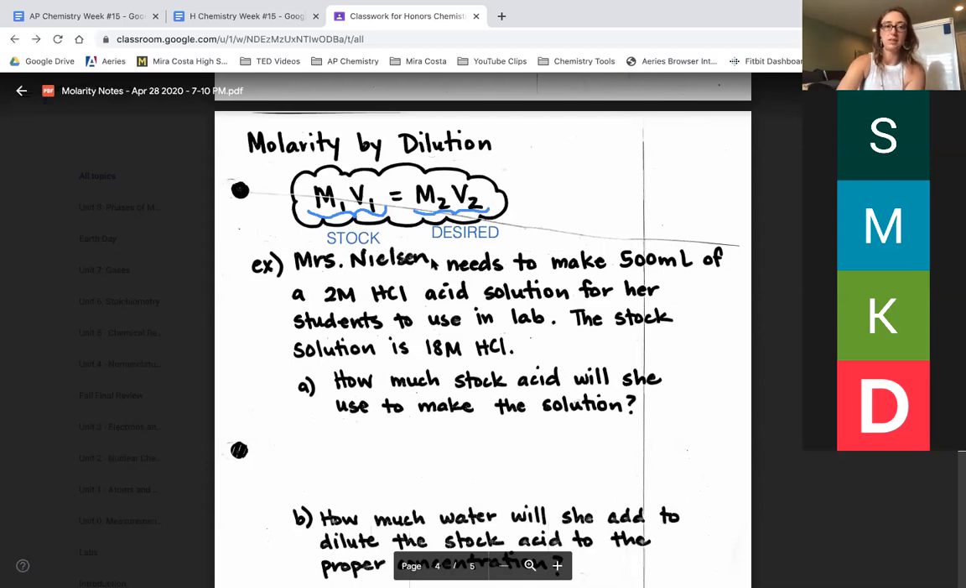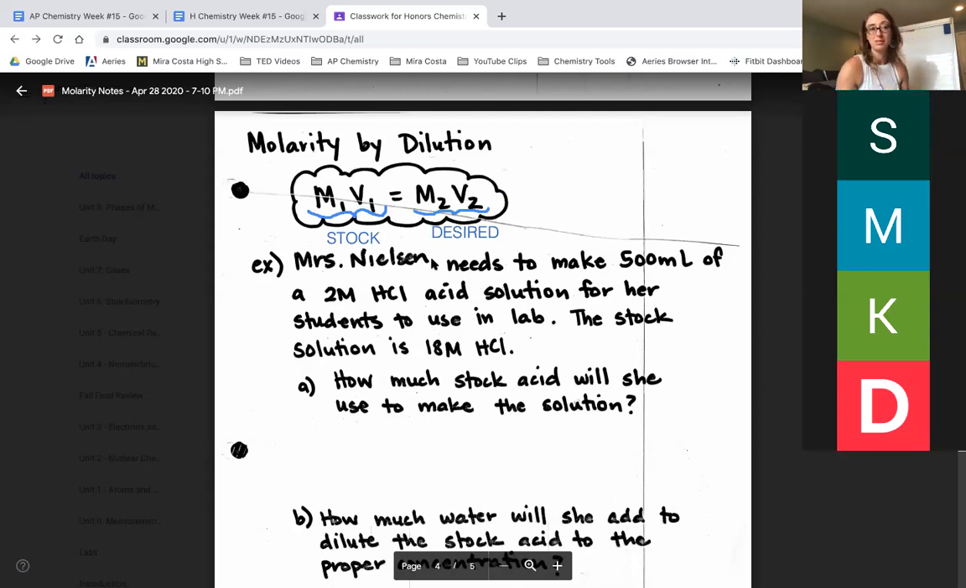So let's see here. Mrs. Nielsen needs to make 500 mLs of a 2 molar hydrochloric acid solution for her students to use in lab. So I go back into my stock room and the only concentration of hydrochloric acid that I find back there is 18 molar. Now 18 molar is extremely concentrated. I would never give you all 18 molar hydrochloric acid, but we always buy the most concentrated acid we can because we can always make it more dilute by adding water.